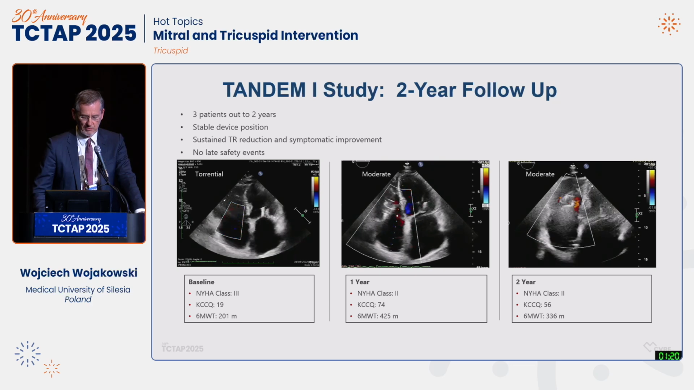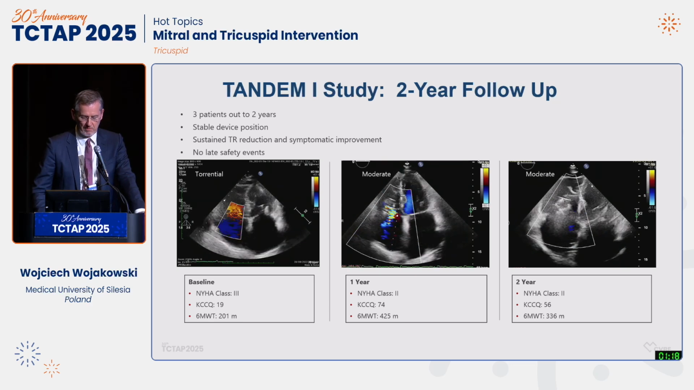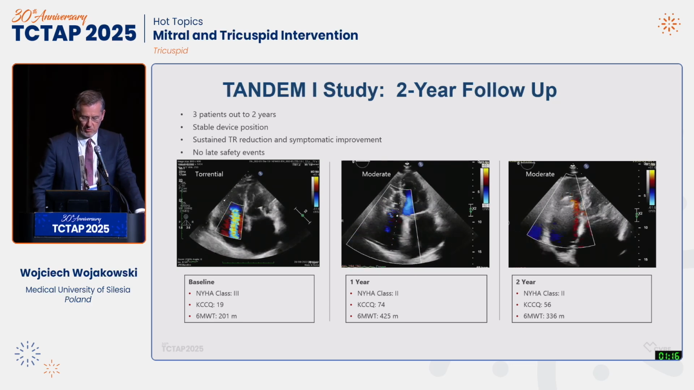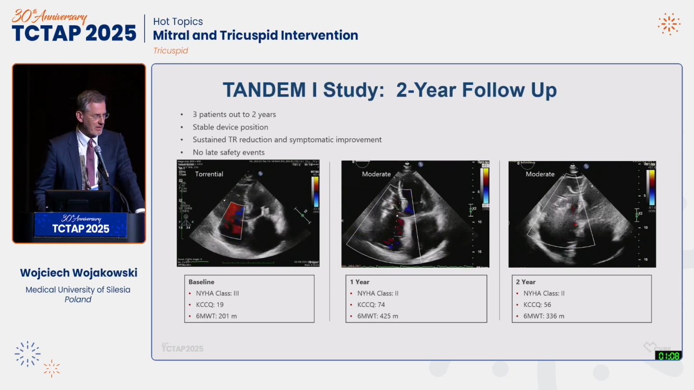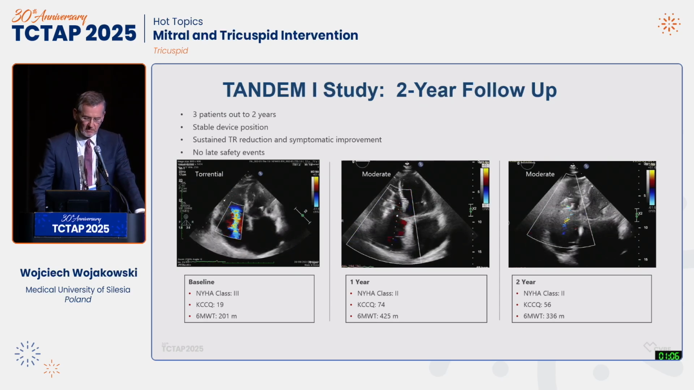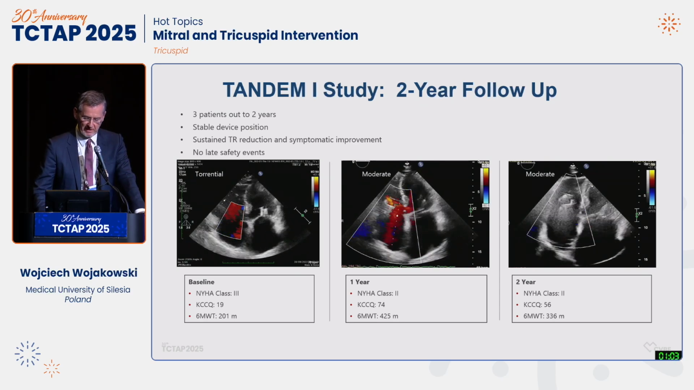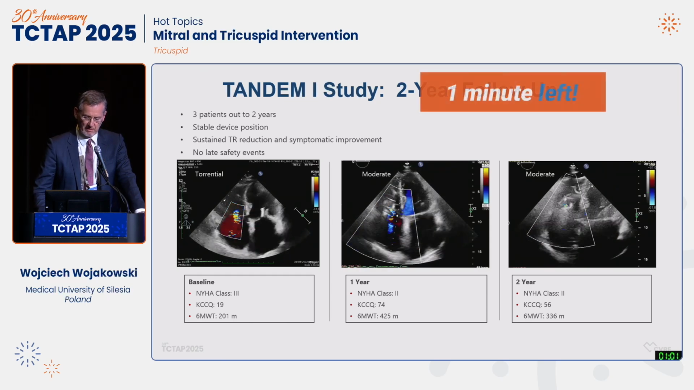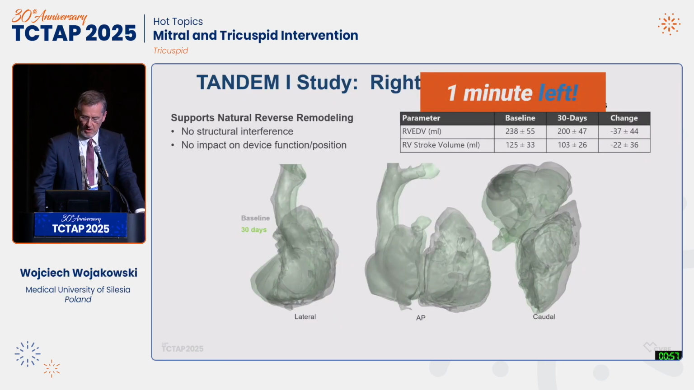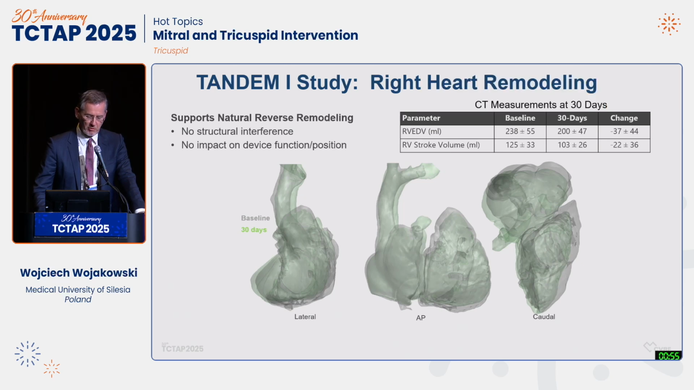This is one of the cases where a patient with a very poor quality of life was treated. After implantation of the valve, you can expect moderate TR at the end. So it's not complete sealing of the TR, but this patient has really improved. And there are some signs in follow-up CT that the right ventricle remodels.